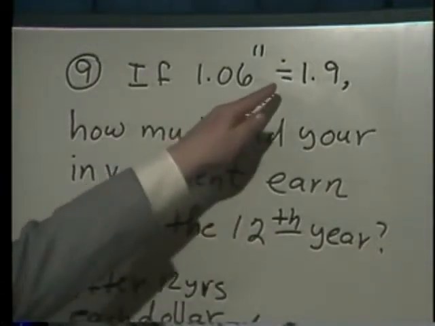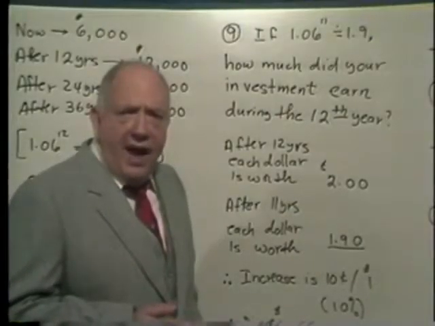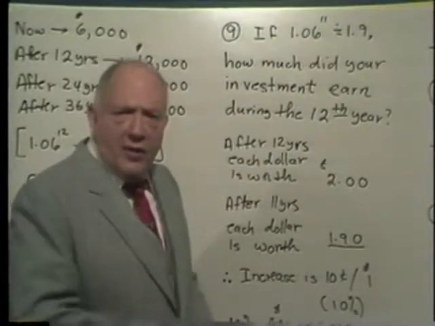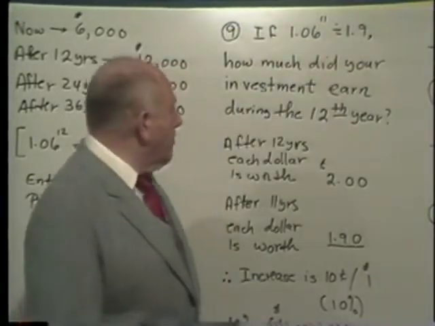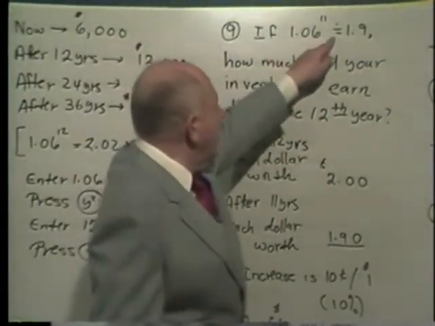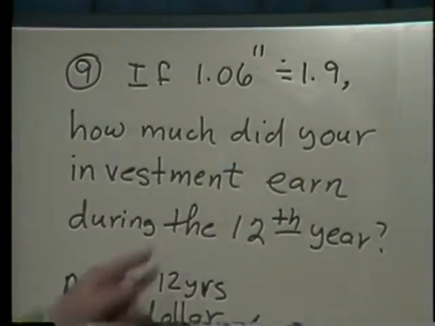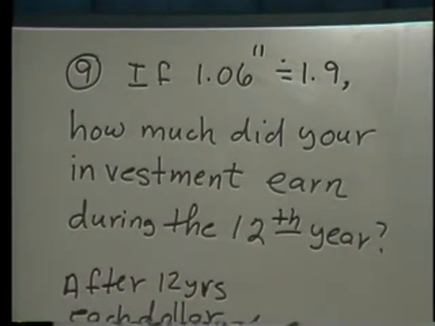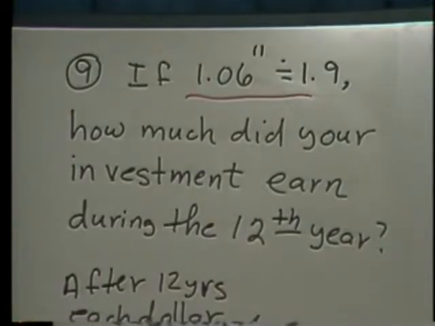And that's rounded off again, because I don't know whether you have the y to the x key, and if you don't, I don't know why I want to keep you busy doing all of these little manipulations. So to make the problem easier for you, I give you this approximation. But now the question is, if 1.06 to the 11th power is approximately 1.9, how much did your investment earn during the 12th year? This may seem kind of confusing, but I suspect that you will guess that you were supposed to use this information someplace.